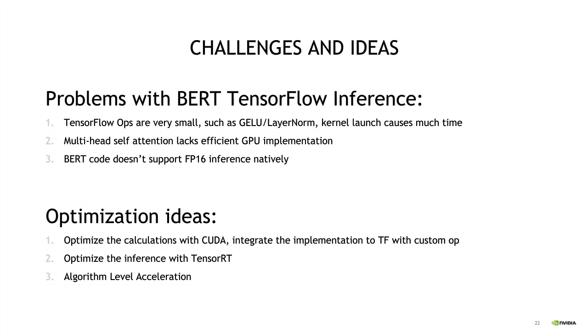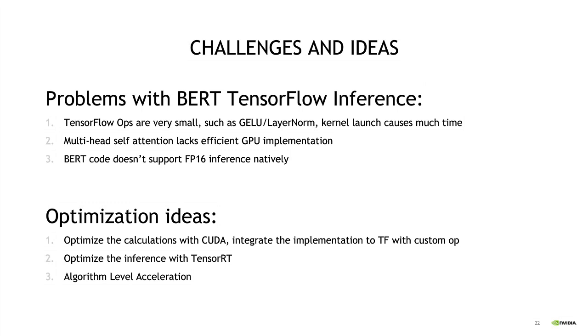The third one is that the BERT code doesn't support FP16 inference natively. Just as we previously mentioned, on Tesla T4 we have the new Turing Tensor Core. We can run FP16 multiplication on Tensor Core with 8 times the peak performance compared to FP32, and we can even support INT8 Tensor Core multiplication. So we have to implement some code for BERT FP16 inference. The optimization ideas are very clear.